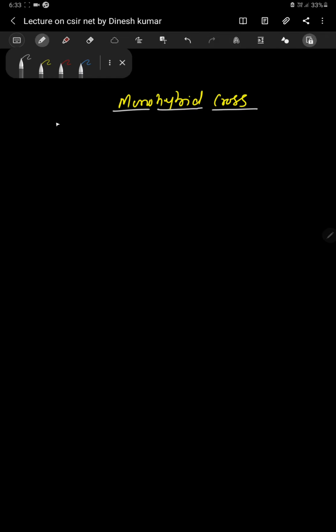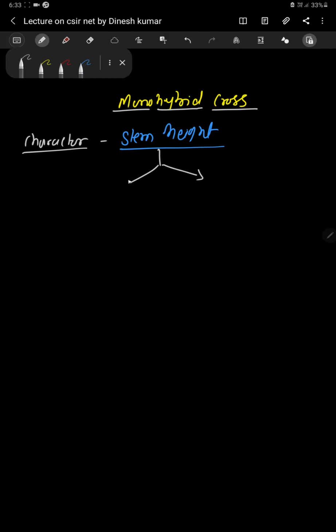Mendel took seven pea plant characteristics, and out of these seven we are going to take one character. This character is stem height. So we are basically going to focus on the stem height characteristic. In stem height we have two varieties: one is tall and the other one is dwarf. These are the two varieties.